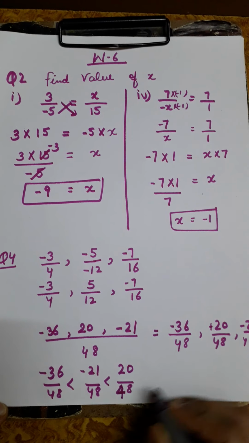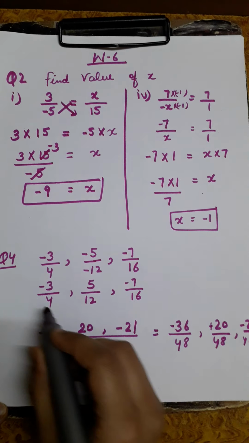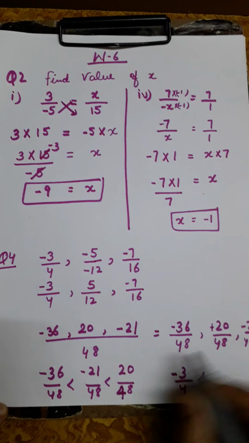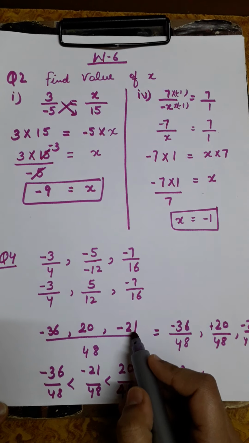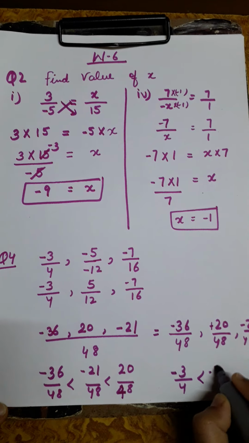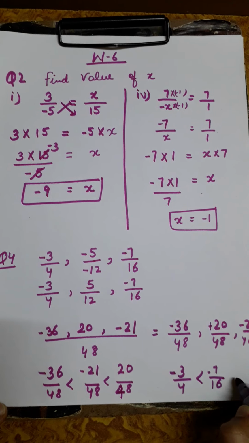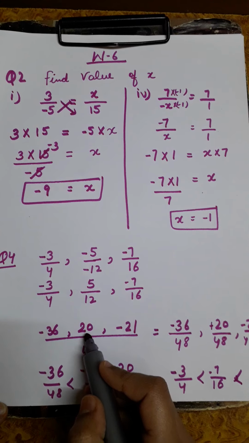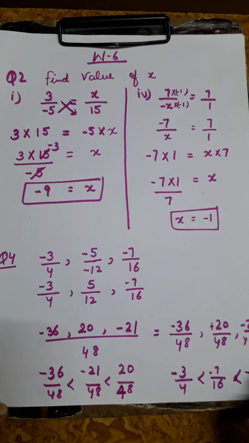So minus 36 has come from the first, then minus 21 has come from the third rational number, that was minus 7 upon 16, and 20 was coming from the second rational number and that is minus 5 upon minus 12.